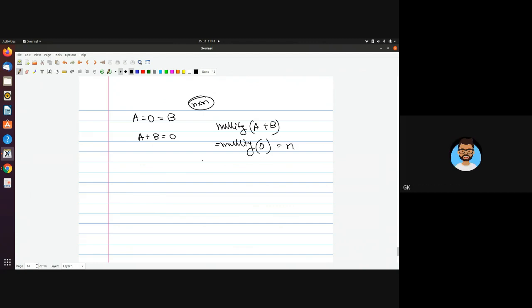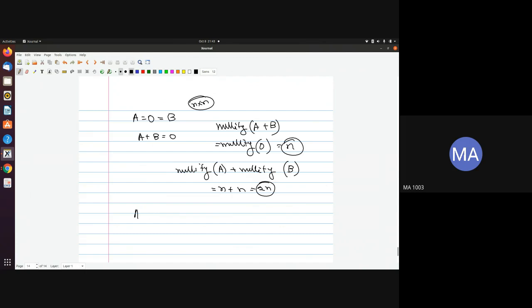Right. And what is the nullity of A and the nullity of B? Both are n, right? So n plus n is 2n. So if n is greater than or equal to 1, it is never equal, right? So this is one example.